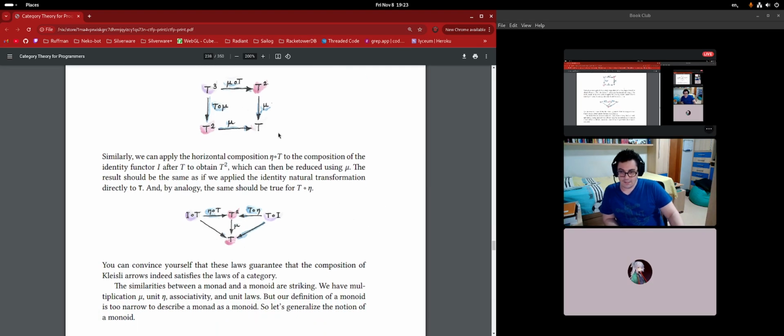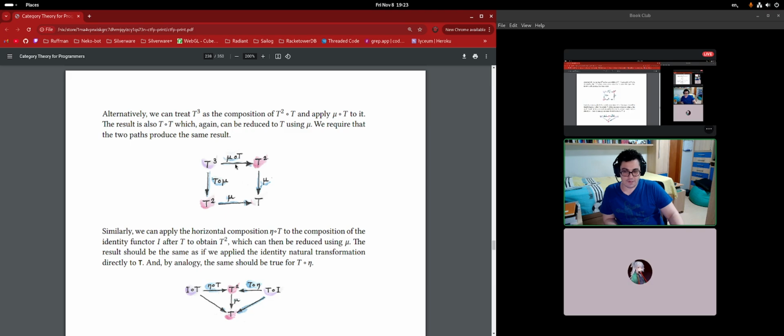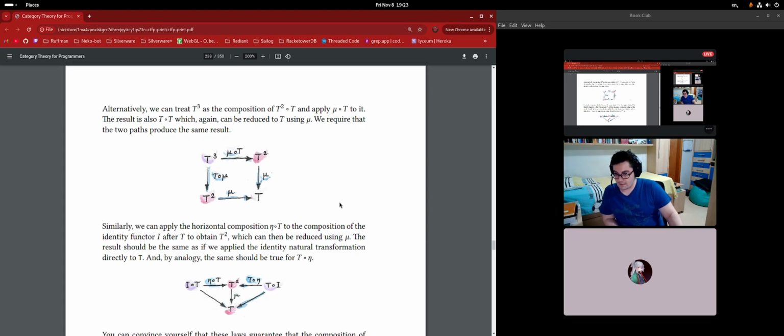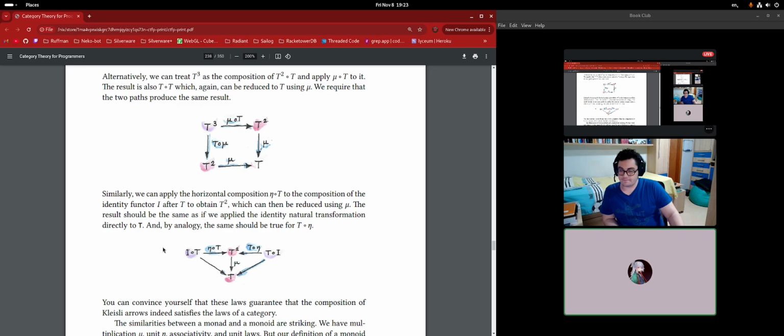But this one is kind of obvious, I would say, because you are just using the identity natural transformation, so it would be kind of insane if this is not the case. But mu could be wrong, right? How could mu be wrong though? That's a good question. I'm not sure. Out of the whole commutativity squares that we have seen so far, this one is not that surprising in my opinion.